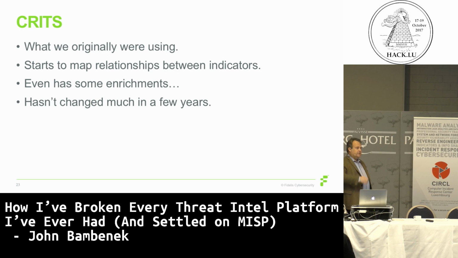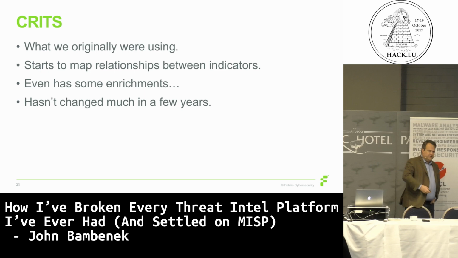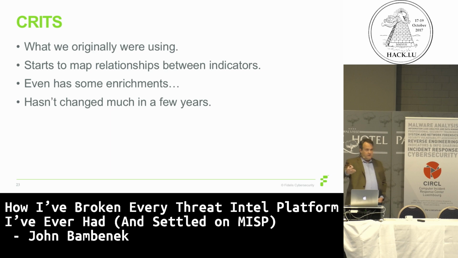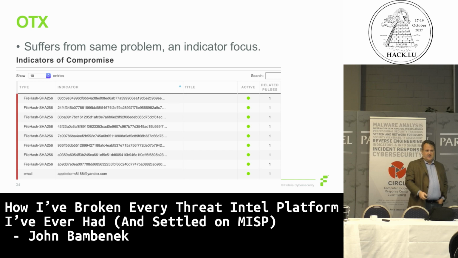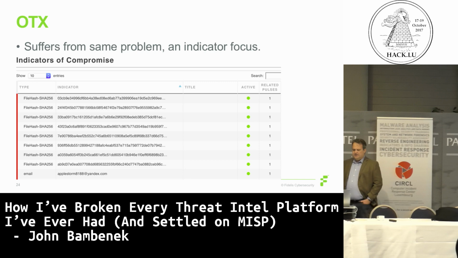CRITs was something we were using internally that started to have the functionality to map relationships between indicators. You could talk about campaigns and actors. It even had some enrichments, but it hasn't really developed much in the couple of years. OTX, AlienVault's thing, has a similar problem where it has a very indicator focus. I can create pulses, but I can't create 400,000 pulses for each malware config I have, because that would probably break a lot of people who are ingesting that data. It's just kind of a bucket of indicators.